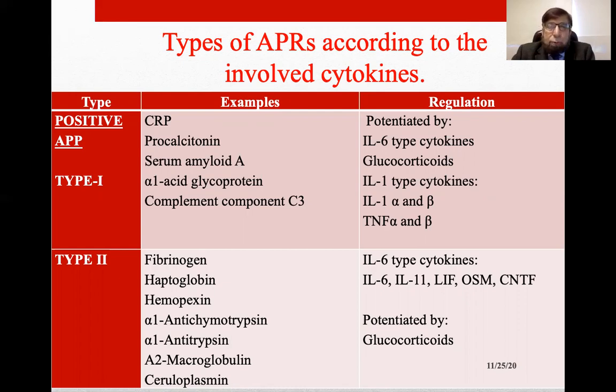Then there are type 2 APRs, which include fibrinogen, haptoglobin, hemopexin, etc. They are exclusively stimulated by IL-6 and some other interleukins, but they are not stimulated by IL-1. So academically, you may want to know this type of classification also.